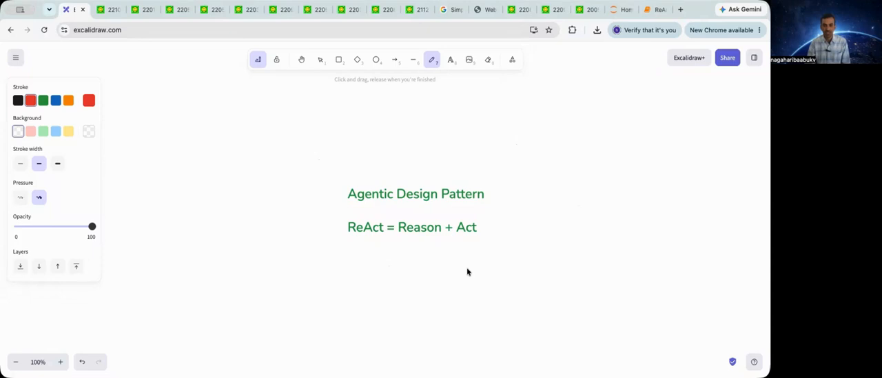So in this session, I'm going to go through an agentic design pattern, which is ReAct, which stands for Reason plus Act, a popular framework supported by LangChain and other tool frameworks. Before delving into the ReAct framework, let me recall what an LLM is.